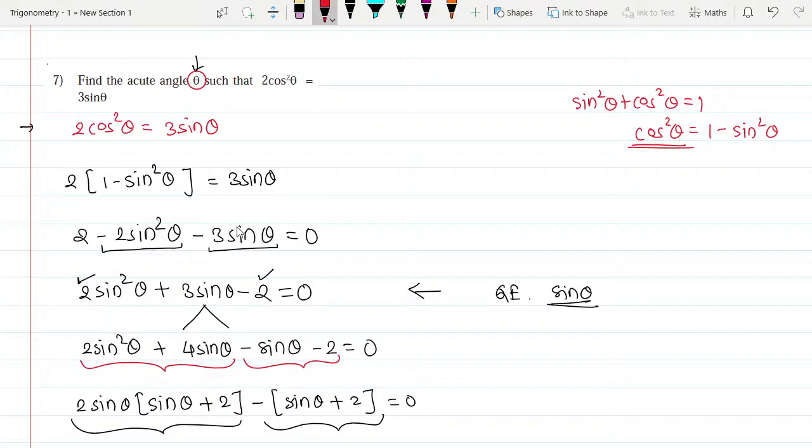So just try to get the steps I am writing here. Why am I writing only like that? You will come to know after a few more days, after a few more exercises, why I am taking only these steps.